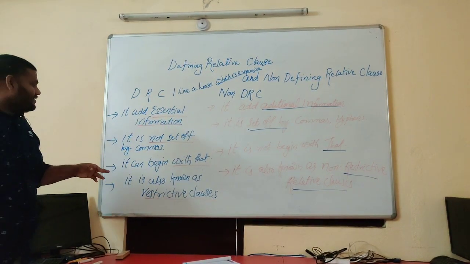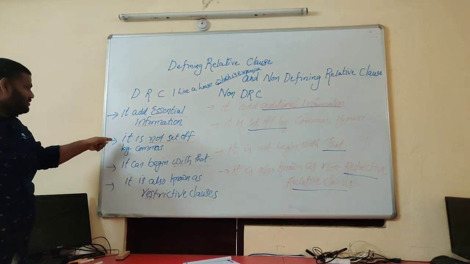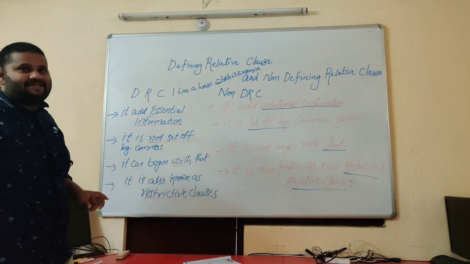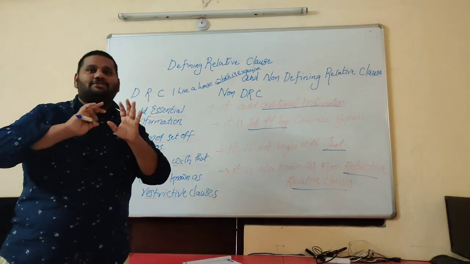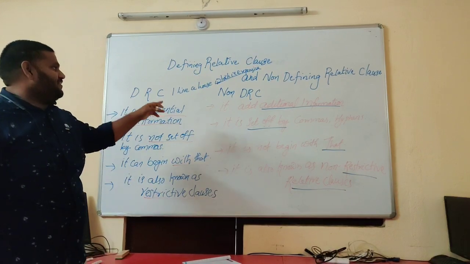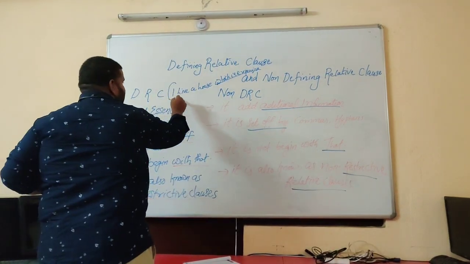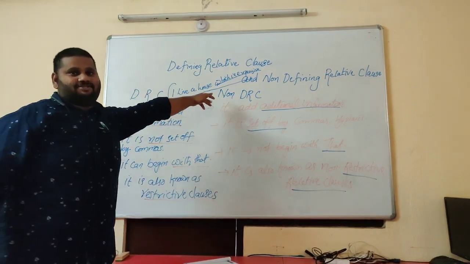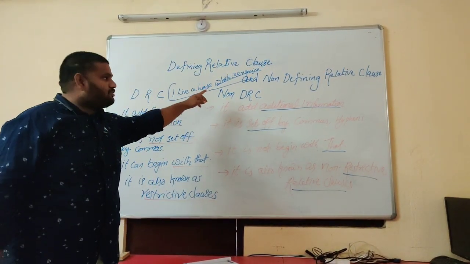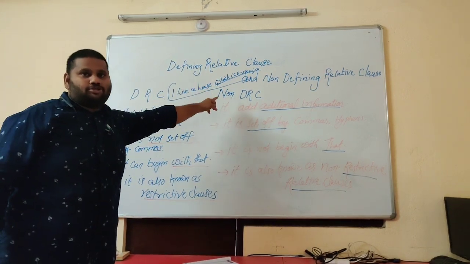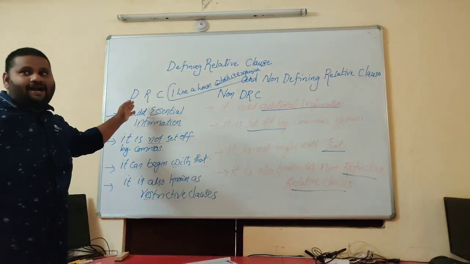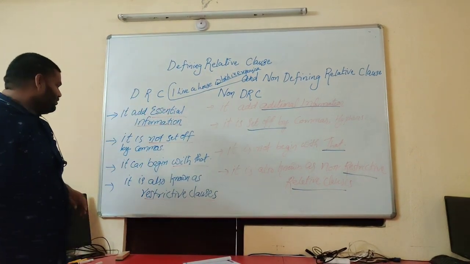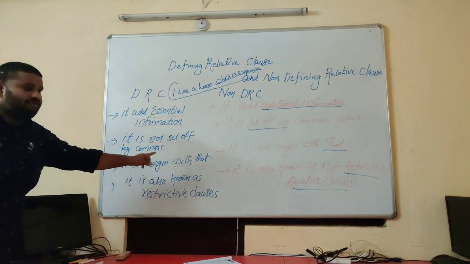Let us go to the next rule. It is not set off by commas. Yesterday we already discussed that defining relative clauses do not have any commas or hyphens. If you see the same examples, no commas or hyphens are added. Have you got this, friends? There are no commas or hyphens that can be added to a defining relative clause.